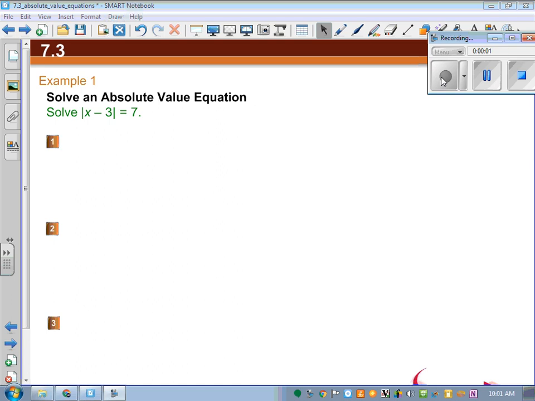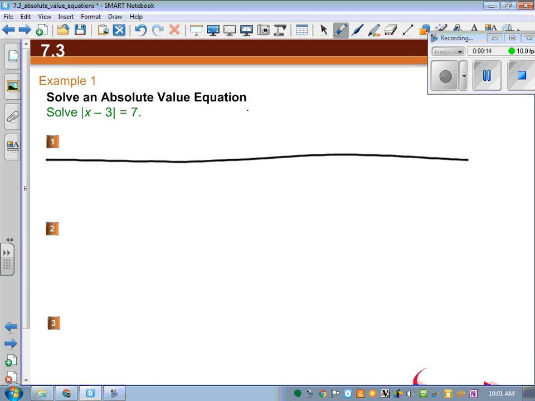All right, this is 7.3, example 1. Very, very similar to the instructional example, so I'm not going to spend too much time explaining. Well, I'll explain, of course, as I go through it. But right away, as soon as you see you have an absolute value equation, you have to think that I have the absolute value of the positive case and the absolute value of the negative case.